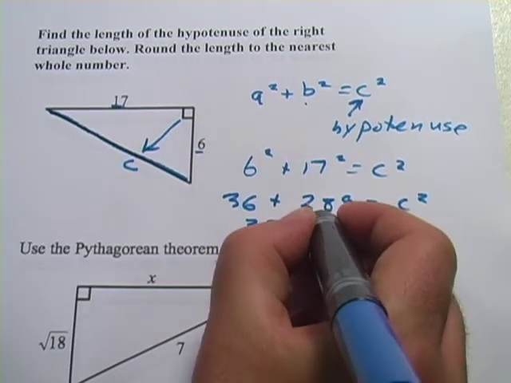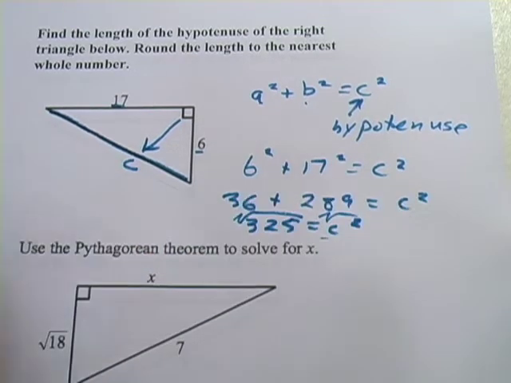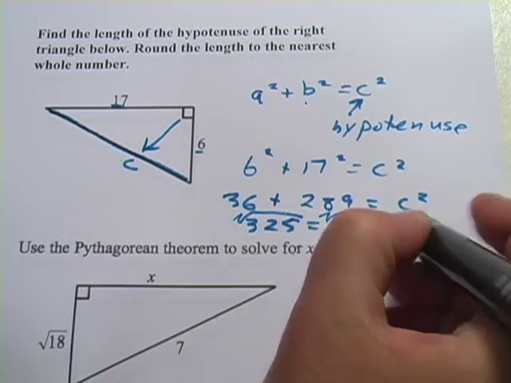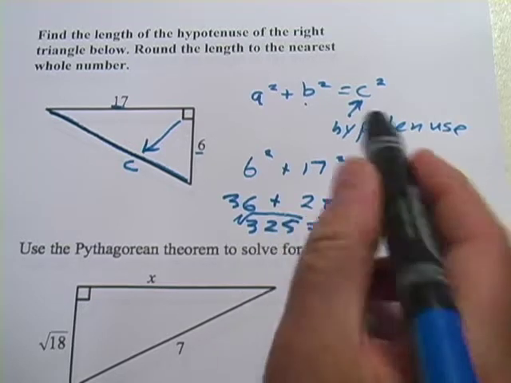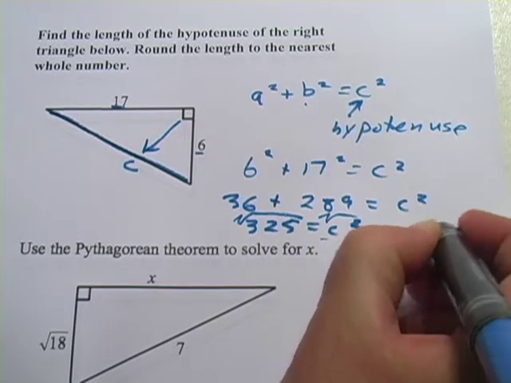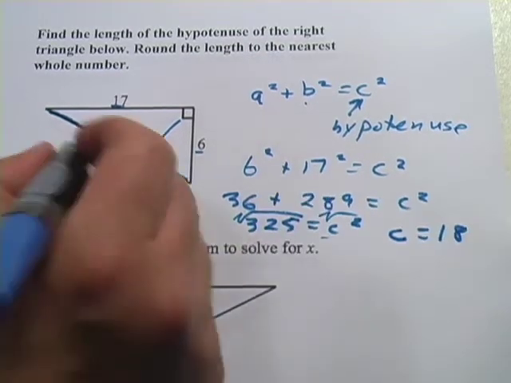So we have to take the square root of both sides here. And the square root of 325 is something like, well, it says round to the nearest whole number, so c would equal 18.